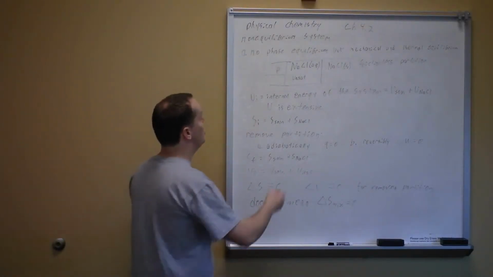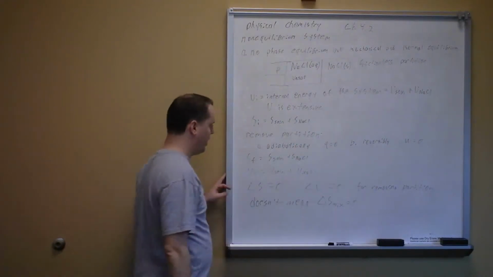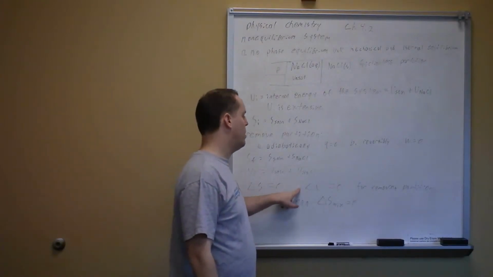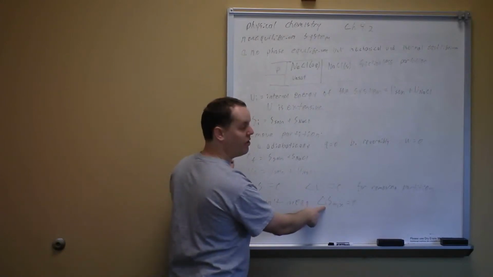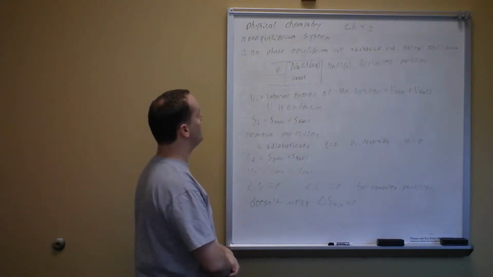So what we're saying is, just for removing the partition, with everything else still the same, delta S is equal to 0, and delta U is equal to 0. But keep in mind, that doesn't imply that the change in entropy of mixing is going to be equal to 0. We would have to look at that separately.